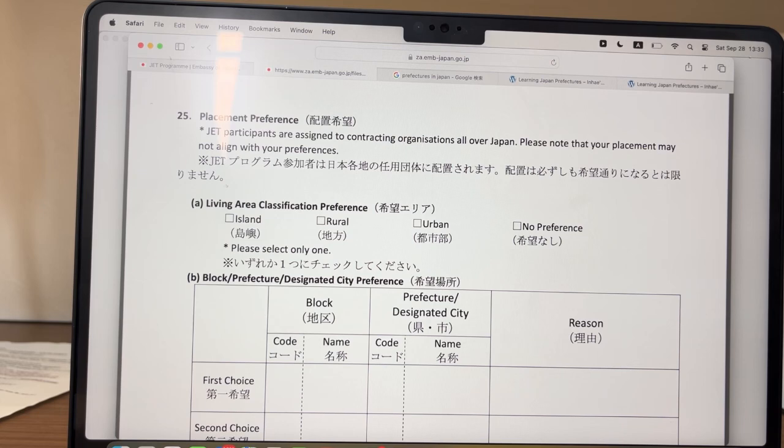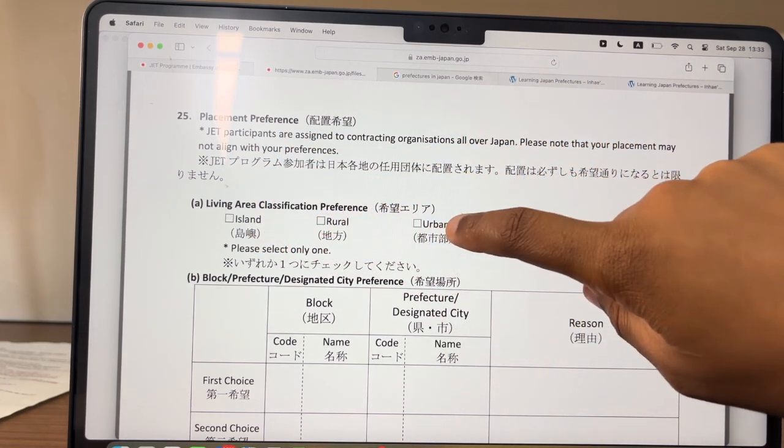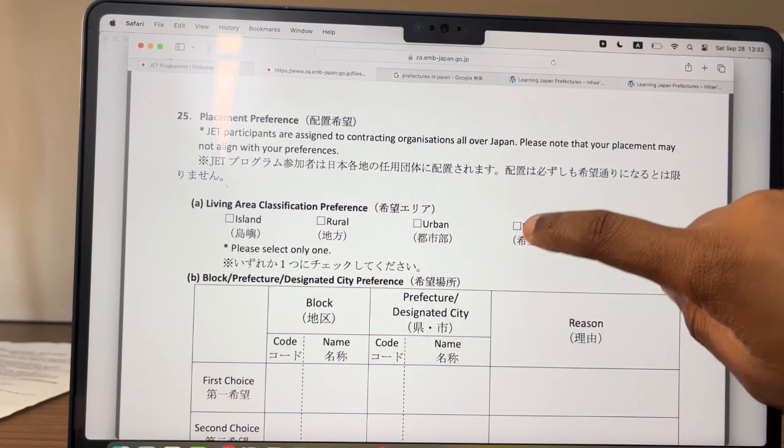Now we move on to number 25. JET participants are assigned to contracting organizations all over Japan. Please note that your placement may not align with your preferences. Okay, just a disclaimer, you may choose to be in Tokyo, but they might take you to a city closer to Tokyo or even further away. I don't know how they do that, but with me, I just said that I don't have any preference. Okay, now let's look at number 25A, living area classification. So with me, I just said no preference.